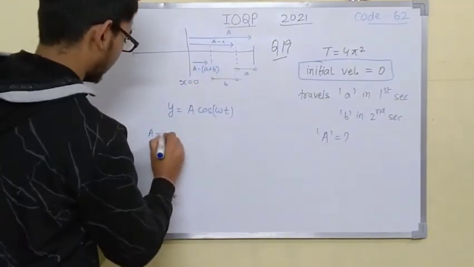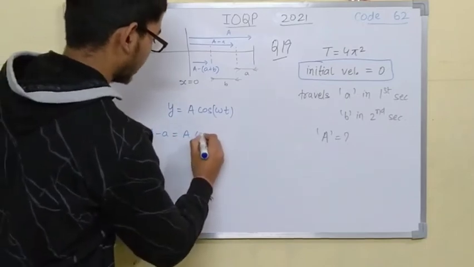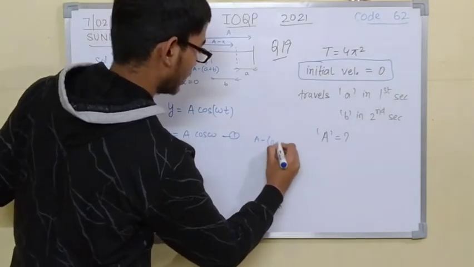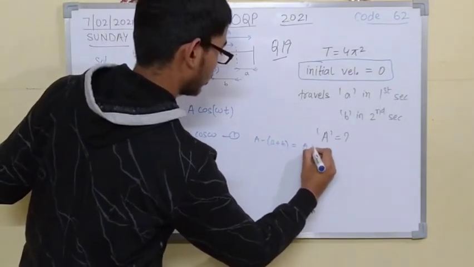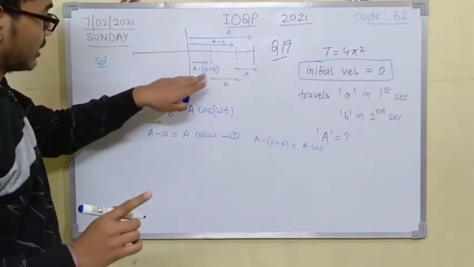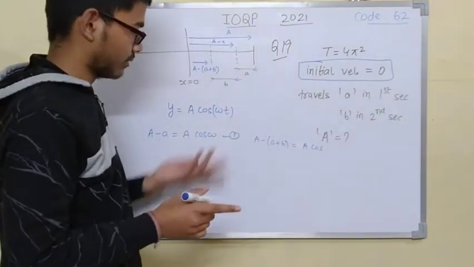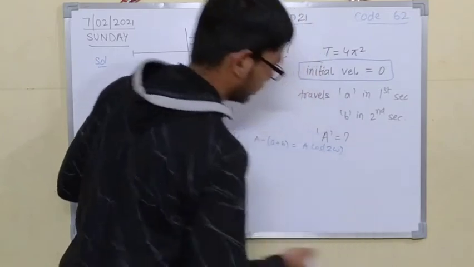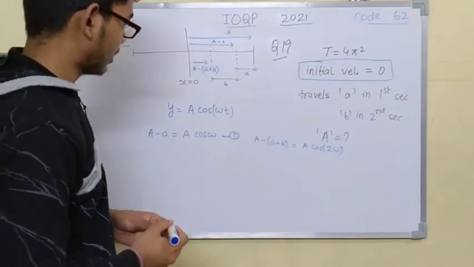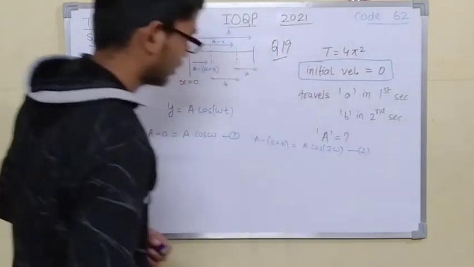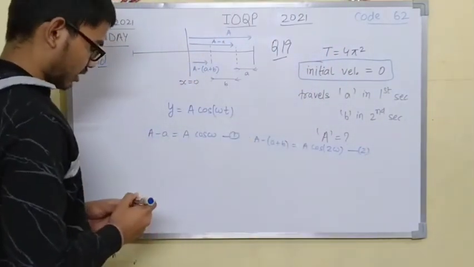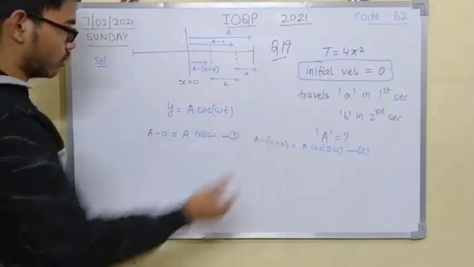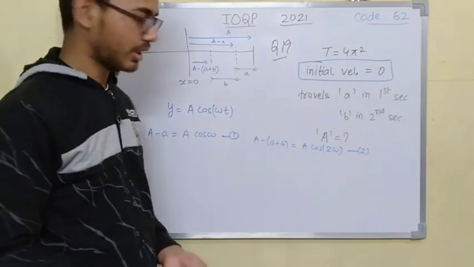So, A minus a equals A times cos omega. This is equation 1, and A minus a plus b equals A cos. Now this is the displacement in the second second, therefore we need to put t equals 2, therefore cos 2 omega. There is nothing difficult in this writing part. Now we just have to eliminate omega from here. We are not going to use T equals 4 pi square because it is not required. We have two equations and we have to eliminate one variable, and it is of course easy.